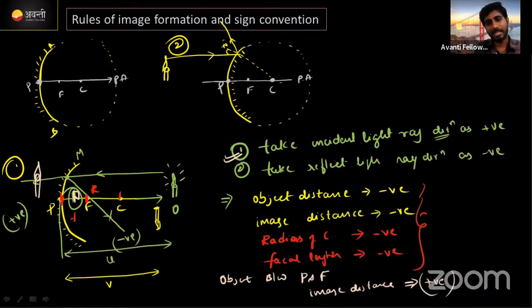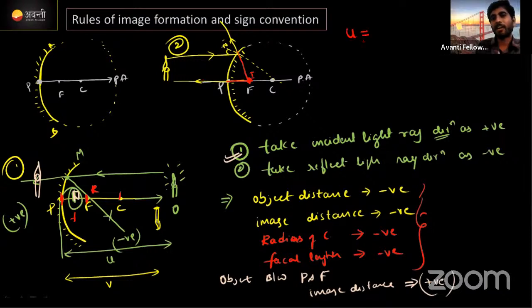Second, an incident ray which is directed towards the principal focus will be reflected back parallel, because the angle of incidence is equal to the angle of reflection. The normal goes through the center of curvature, that is why. If you extend the reflected rays back like this, the image will be created at the focus. Correct now.